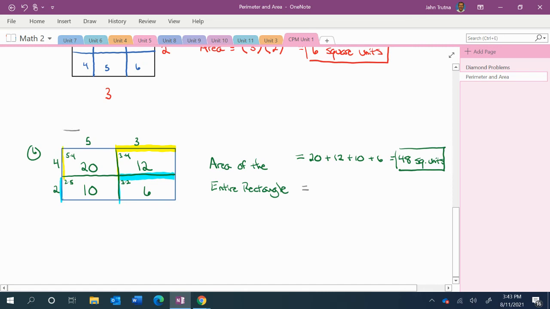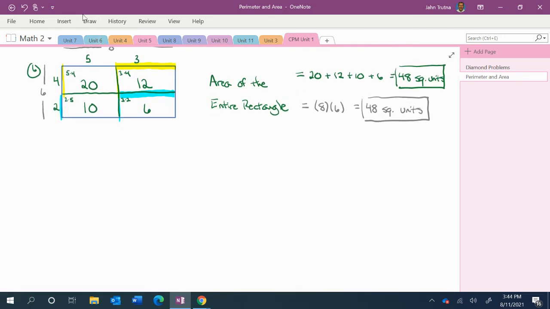So, in other words, the entire length of the top would be 5 plus 3, which is 8. The entire left side would be 4 plus 2, which is 6. And then all I have to do is multiply the 8 times the 6, and 8 times 6 is 48. So the answer is 48 square units, which I already found out before. And they are absolutely correct. So there are two ways to look at finding the area of this problem here.